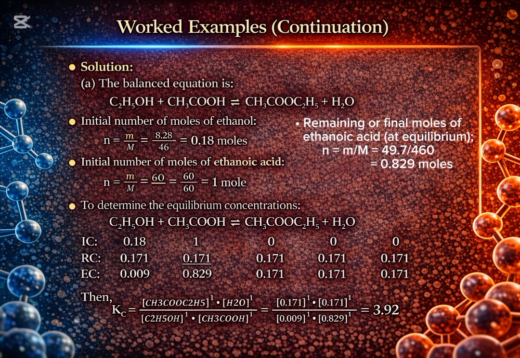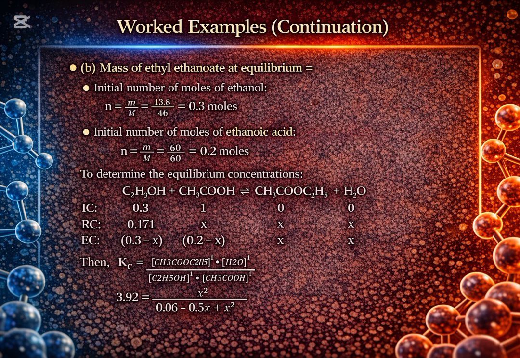The same thing with the water. 0 plus 0.171 will still give us 0.171, all at equilibrium concentration level. Then we move to the formula, the Kc. Don't forget the product raised to power their coefficient over the reactant raised to power their coefficient. Then when you substitute what you got at the level of equilibrium concentrations into the formula, it will give us 3.92. Now going to the B part.